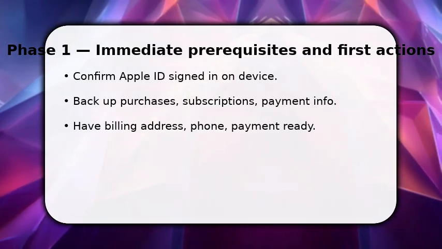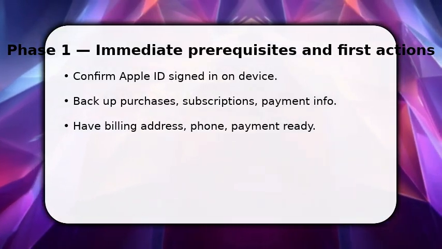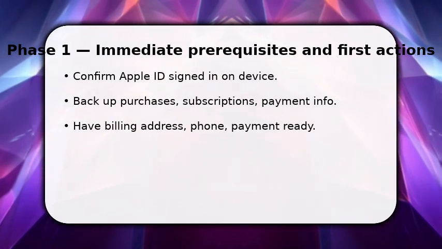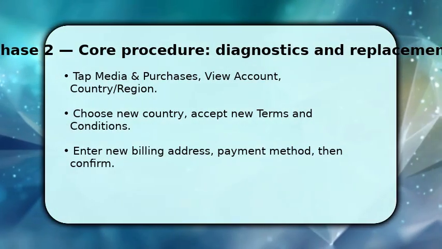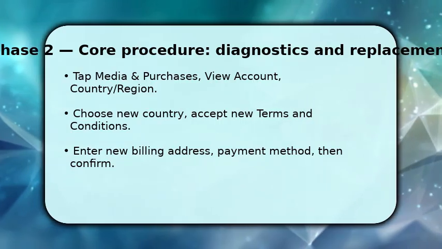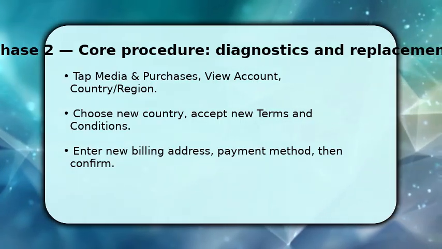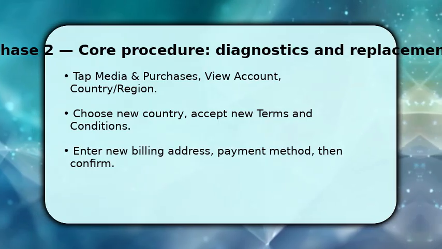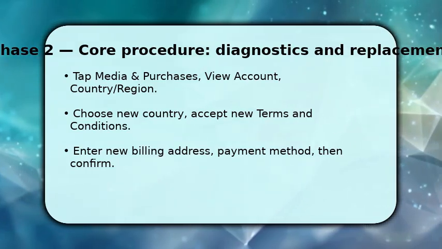Now tap Media and Purchases to begin the transition process. You will tap Media and Purchases, then View Account and choose Country/Region. This is the core step. When prompted, select the new country and read the updated terms because tax and content availability differ by region.